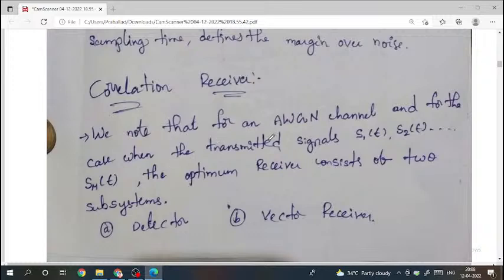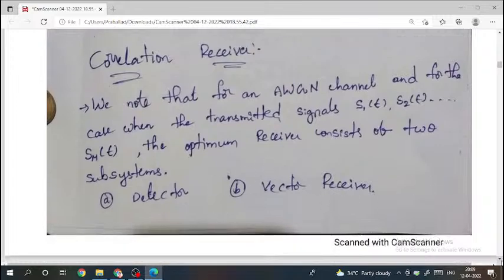We know that for an additive white Gaussian noise channel, and for the case when the transmitted signals are S1 of t, S2 of t and so on up to Sm of t, the optimum receiver, or correlation receiver, consists of two subsystems: the detector and the vector receiver. So what is the detector and what is the vector receiver?